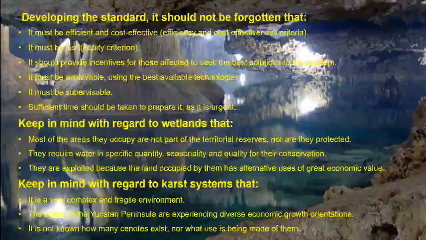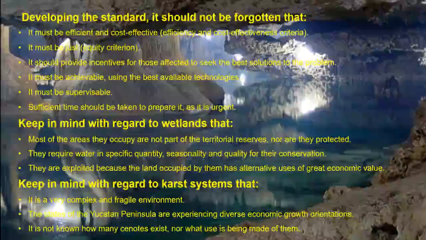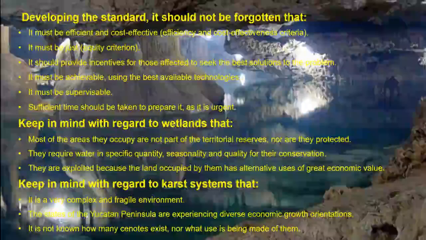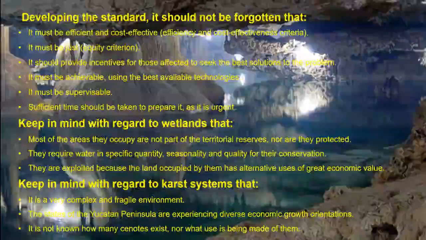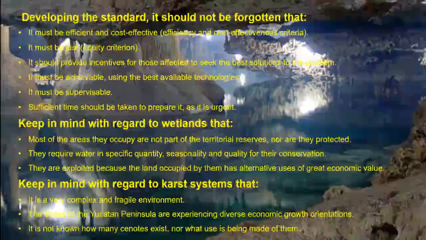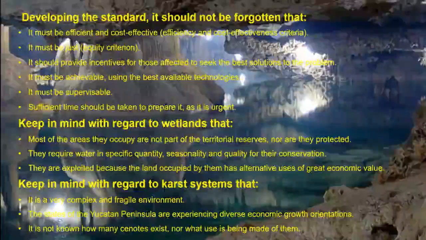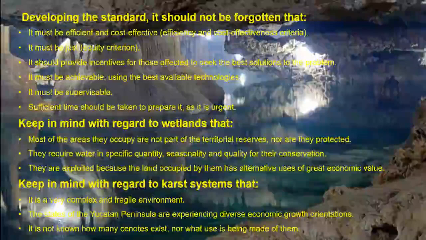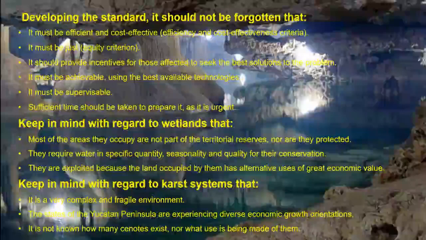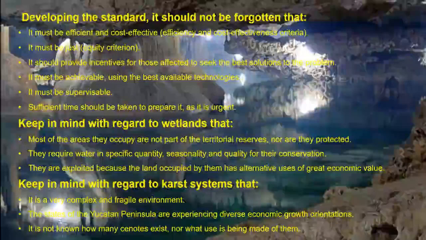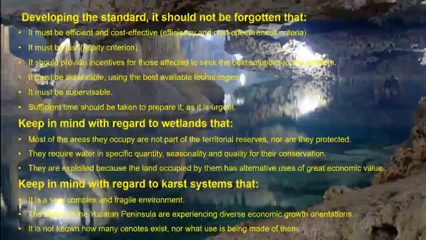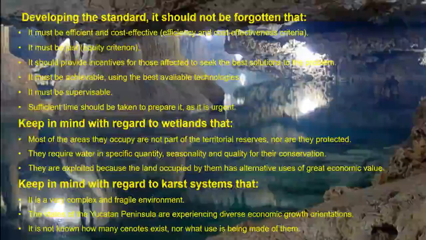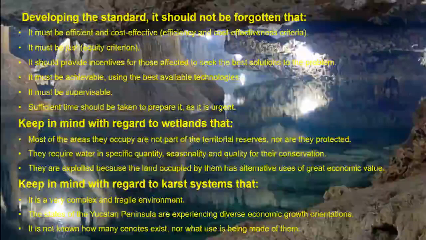We should not lose sight that with regards to the wetlands, the majority of the areas that they occupy are not part of the territorial reserves and are not protected. Our country has that big problem. We have very few protected areas, very few territorial reserves. So the wetlands are in areas that have different particularities in terms of ownership. They may be under protection, they may belong to the federal government, the state government, the municipal government, but they can also be private, they can belong to a society. So there may be a lot of owners for the land.